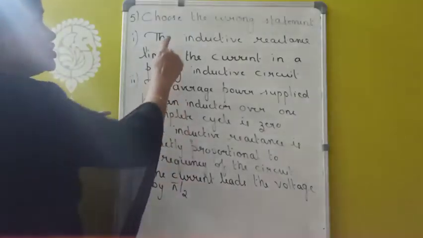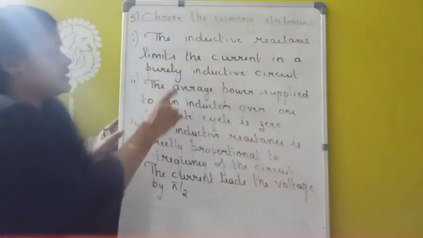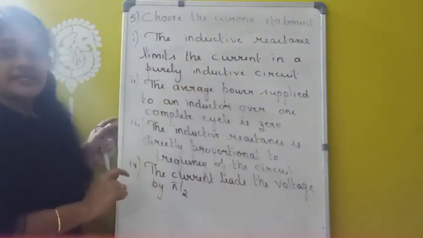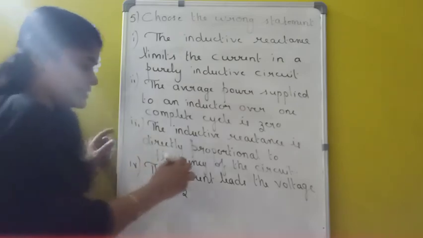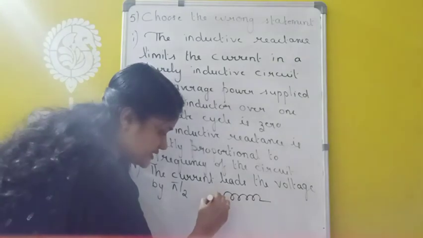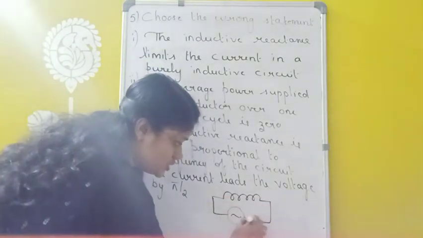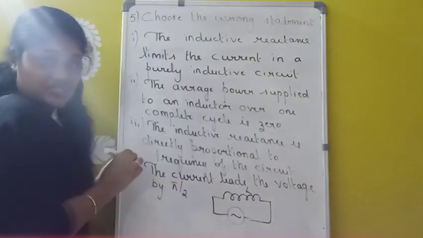Fifth question, choose the wrong statement. Already it is given 4 statements. So you have to choose the wrong one from this one. First one, the inductive reactance limits the current in a purely inductive circuit. So purely inductive circuit means a circuit which consists of only inductor. So it consists of only inductor and the AC voltage. A circuit which consists of only inductor, and this inductance is given by the letter L.